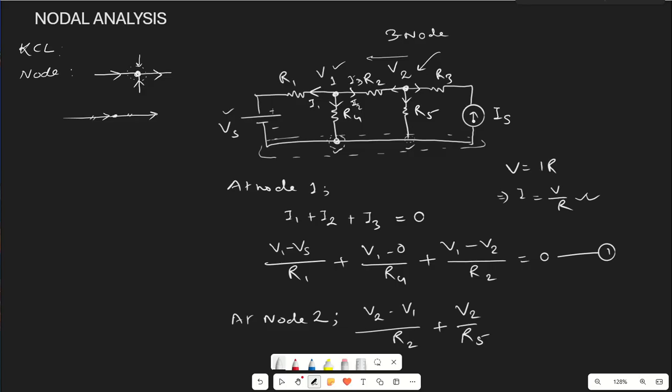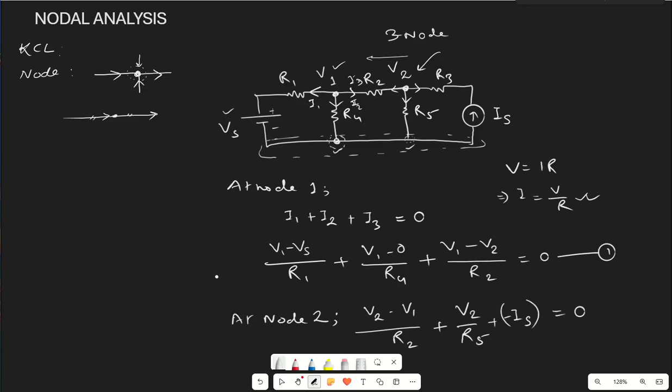Now in the third case, we can see that in the below path the current IS is already mentioned. So the current flowing in this path is IS. In place of determining any relation with respect to voltage by resistance, we can directly put the value of the current, which is nothing but IS. But the direction of IS and the direction we have considered are opposite, so it will be minus IS equals 0.